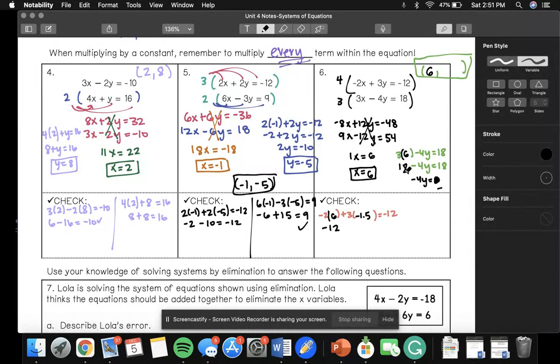So 3 times 6 is 18. So then I would take away the 18 and I would get 0, which means that y equals 0. So I have 6 comma 0. I feel very confident with this now. Sorry about that.